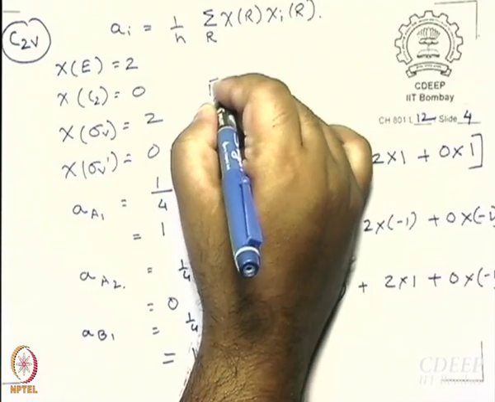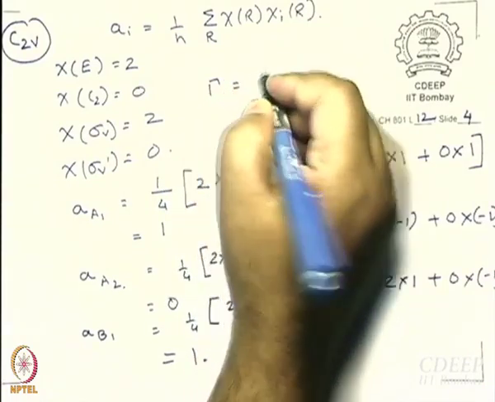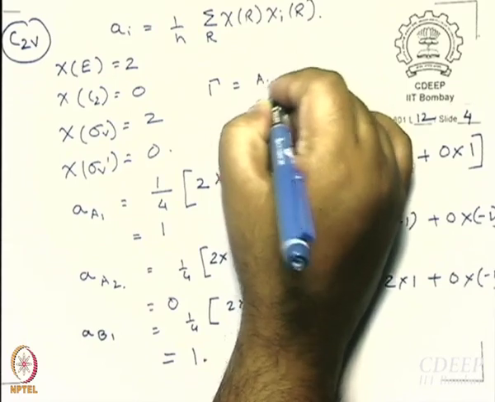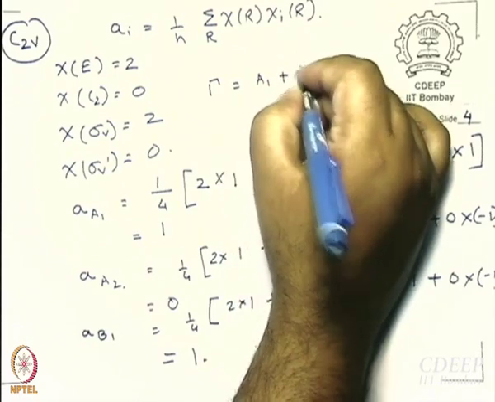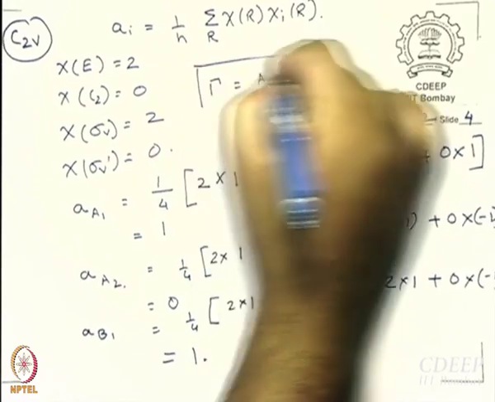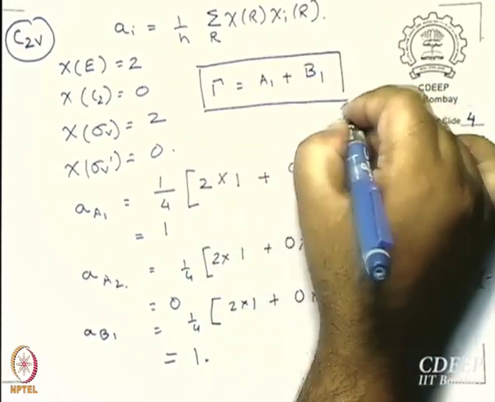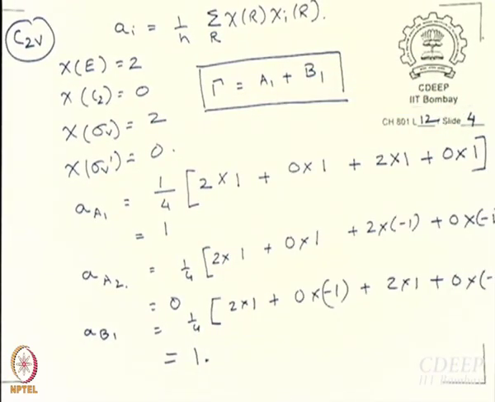So, will you allow me to write that gamma is equal to A1 plus B1. All right. So, what have we learned? We have finally learned how to decompose a reducible representation into its constituent irreducible representations.